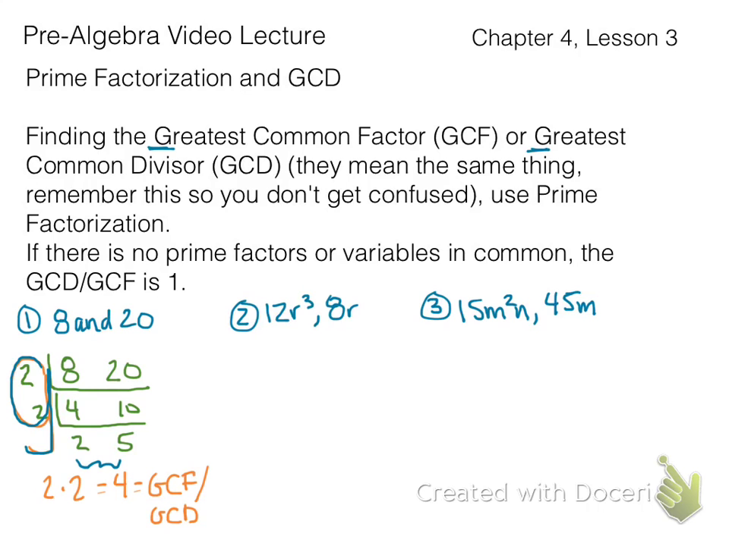So both numbers are divisible by 4, and it is the biggest number that I can divide both numbers by and still get a non-remainder answer, okay? I could divide both numbers by 6, but I'm going to get a decimal or a fraction.